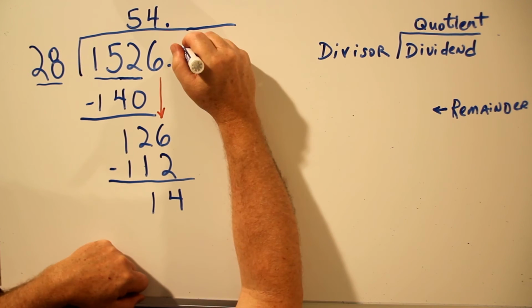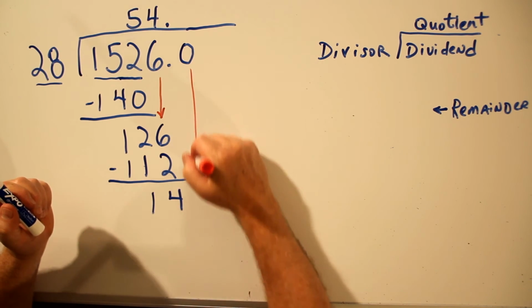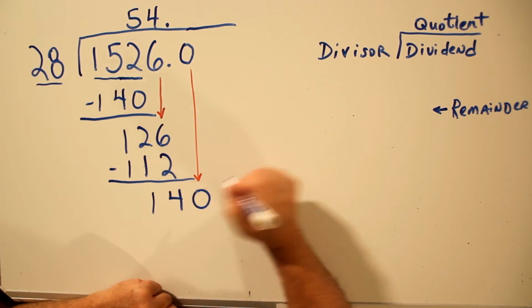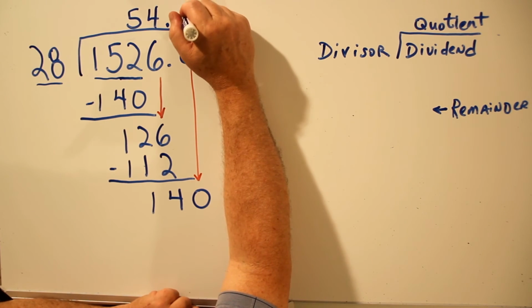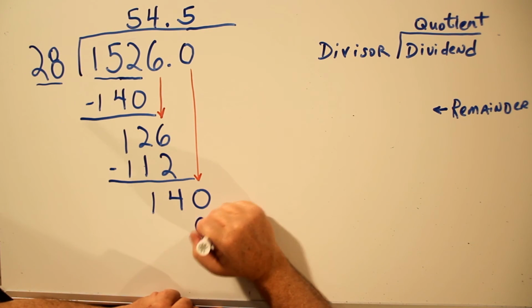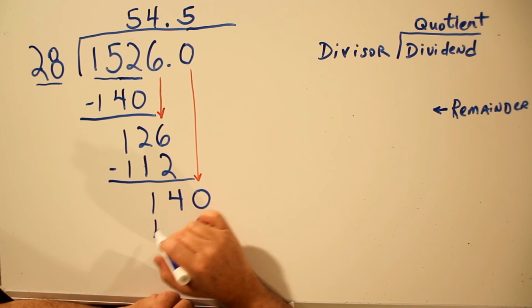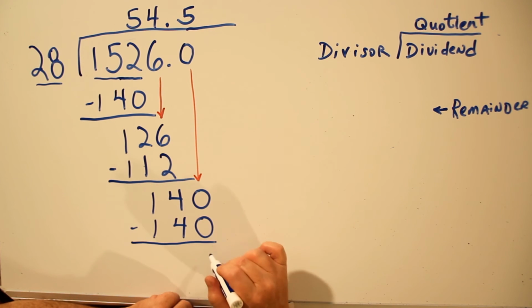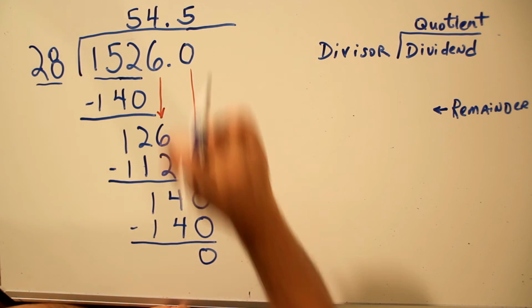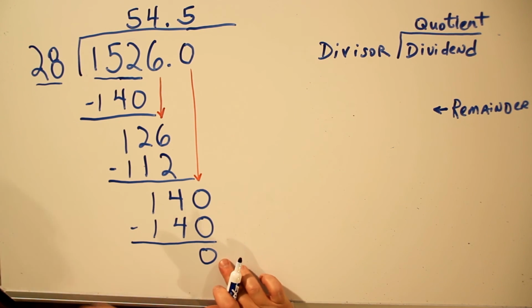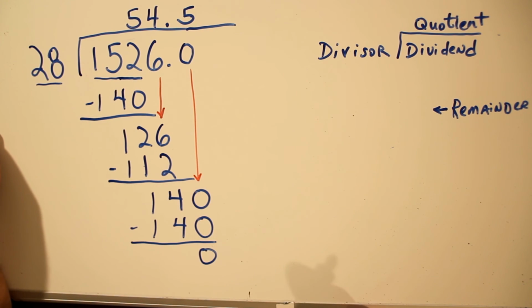What do we do? Well, we can add more zeros, more decimals to our answer. We'll bring down this 0, and now we want to divide 28 into 140. It goes 5 times. 5 times 8 is 40. Carry the 4. 5 times 2 is 10, plus 4 is 14. 140 minus 140 is 0, so we're done. And the answer is 54.5. So we can go till we have a remainder of 0, or until we've gotten enough decimal places to satisfy our answer.